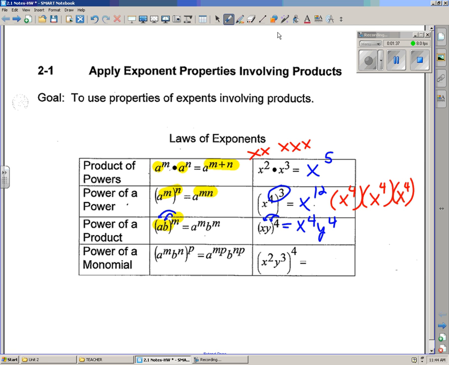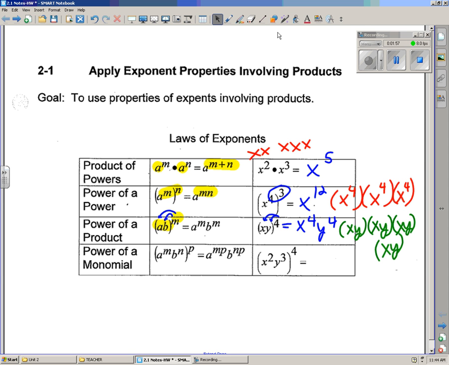Again, if you want to write it out, and I tend to do that a lot, I would just say that I've got my parentheses x to the fourth, y to the fourth, and I have it 4 times. And from that point, I can see that I've got really 4 x's and 4 y's, or x to the fourth times y to the fourth.